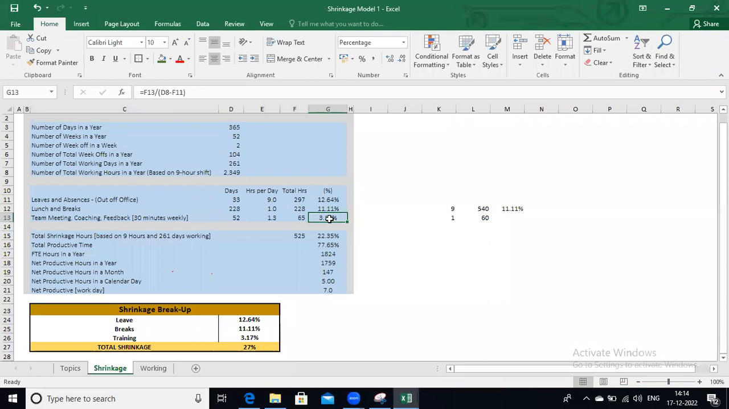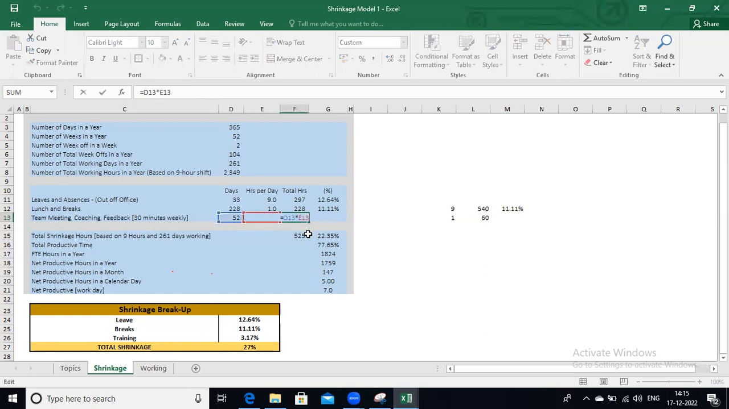Now, one another thing, that is leakage: meeting, coaching, feedback. So how have we decided here? Feedback, that is 30 minutes I have taken, team meeting and coaching, all are included in 75 minutes. So if we convert it into hours, that would be approx 1.3%, 52.